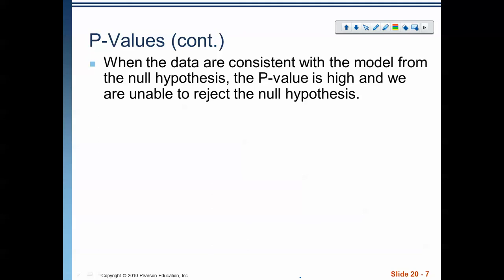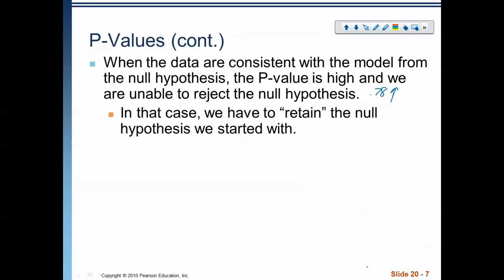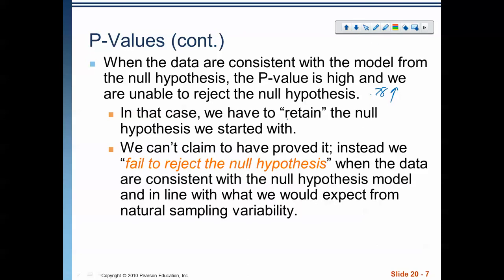When it's consistent with the model, the p-value is a high number. Remember, it's a probability. So when the probability of an event happening is like 0.78, that's a pretty high number. And because that's a high number, we don't reject the null hypothesis. We retain the hypothesis because our results are consistent with that.